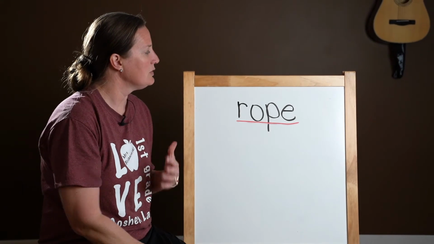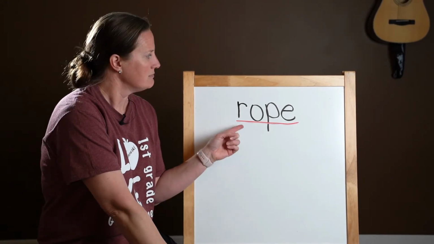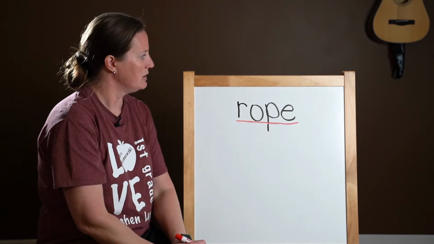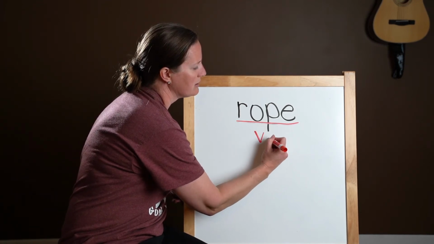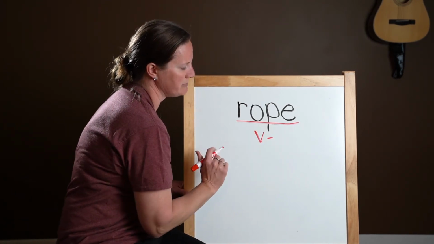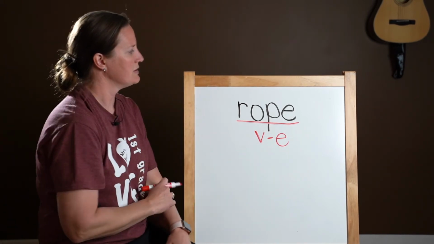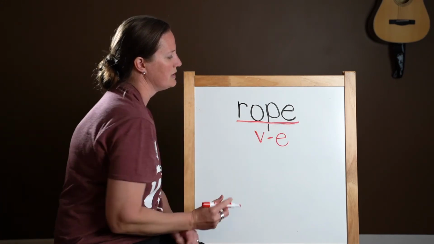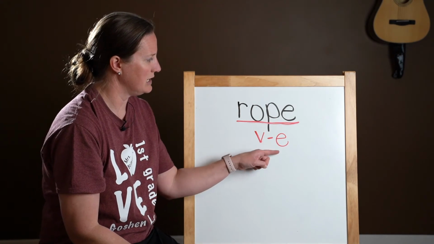Now, we learned about a closed syllable, but this one's not a closed syllable. This is a different type, okay? This one is a vowel, consonant, E. Remember that little dash means consonant, E. So this tells us that it's a syllable, and this tells us what type of syllable it is. It's a vowel, consonant, E.